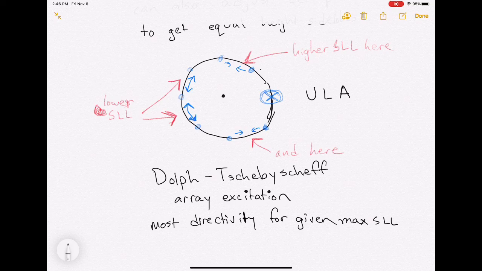I'm going to talk about the binomial excitation a little bit more first. And then in my next video, I will talk about how to do a design with the Dolf-Chebyshev excitation.